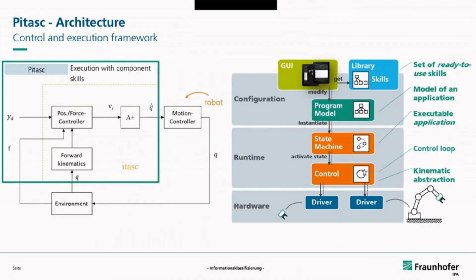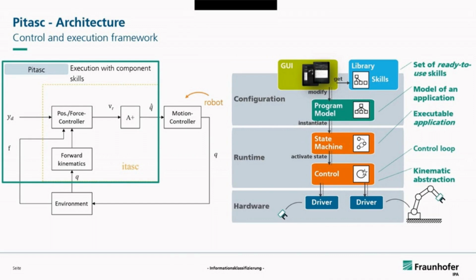Here you can see a more in-depth scheme. As I said before, the XML that you use to define a Pitasc program can either come from yourself or from a GUI. This XML then gets translated into a program model, which instantiates a state machine. This state machine then activates controllers depending on the current state and sends the commands to the drivers of the robot or the gripper. On the left-hand side, you can see the input and the output of Pitasc.